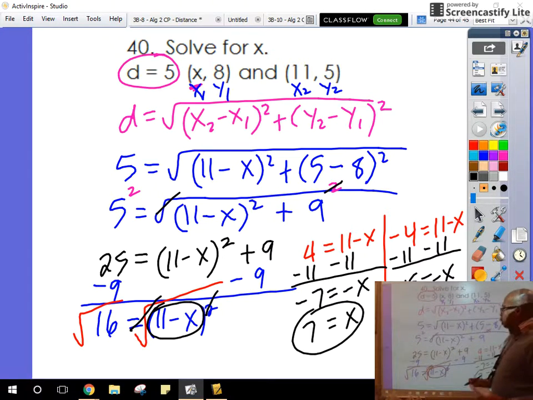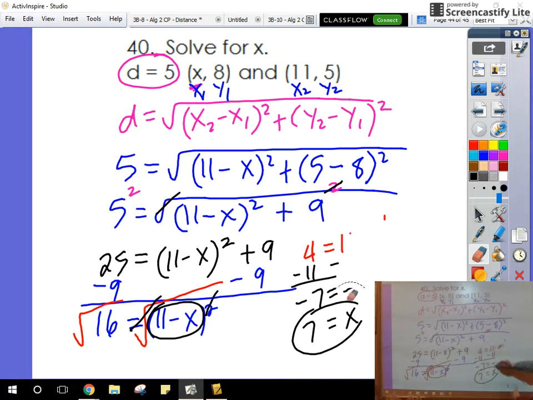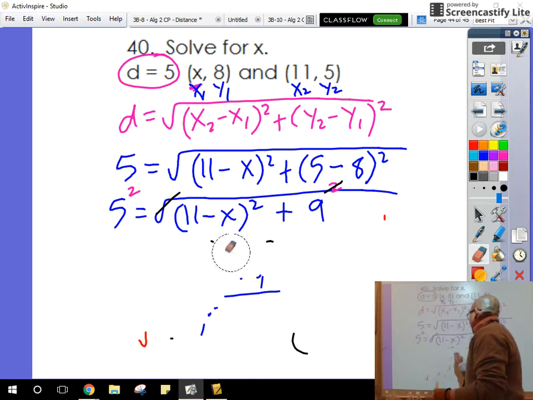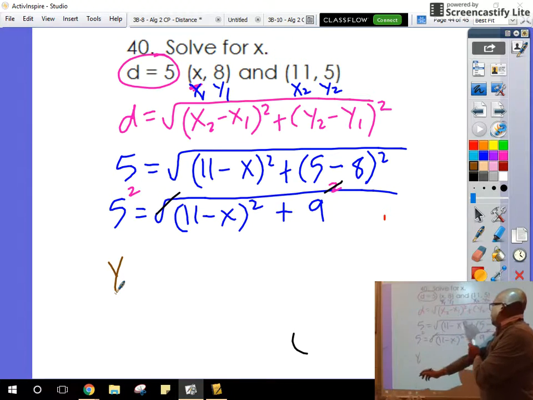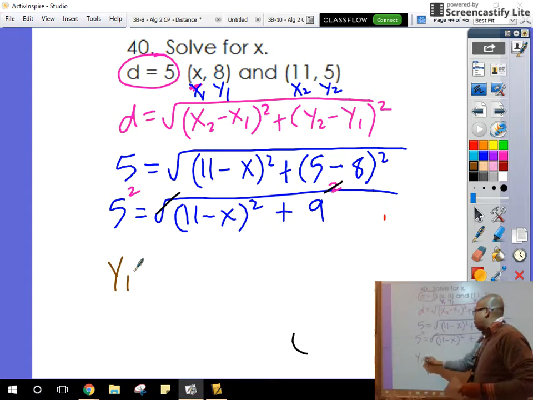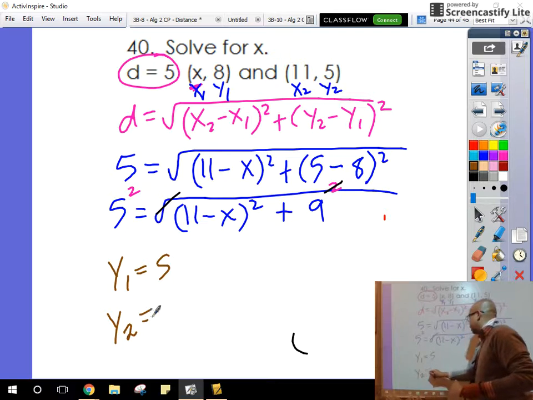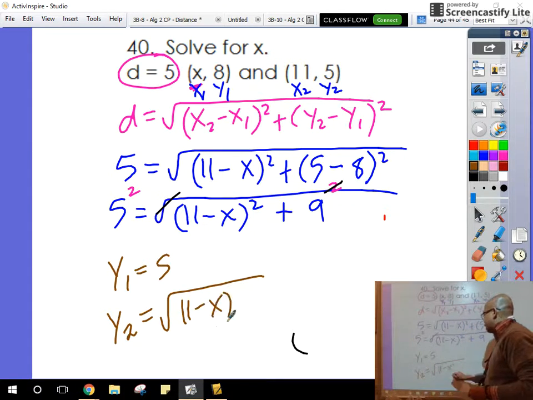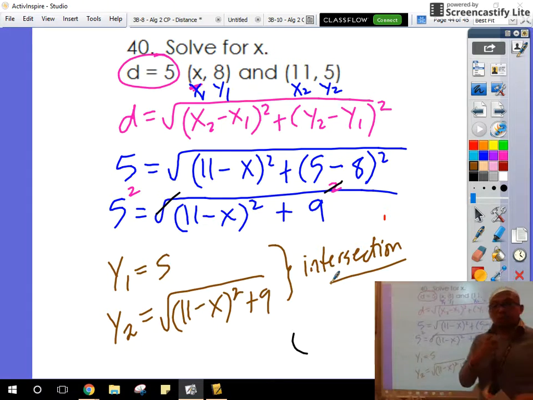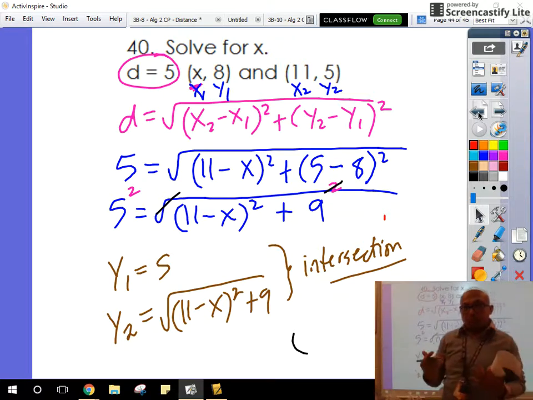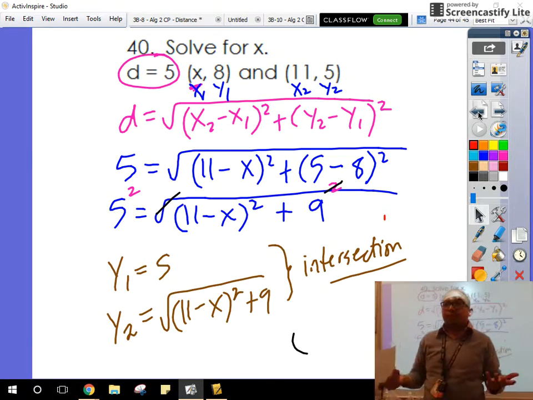There you go. Now, for those people who would like to use a calculator, we erase this portion here. For those people who are using a calculator, what you need to type in is y1 equals 5, y2 equals the square root of (11 minus x) squared plus 9. And you need to find the intersection of these two graphs. Okay? Next. And the answer should be the same thing, which I think was 15 and 7.